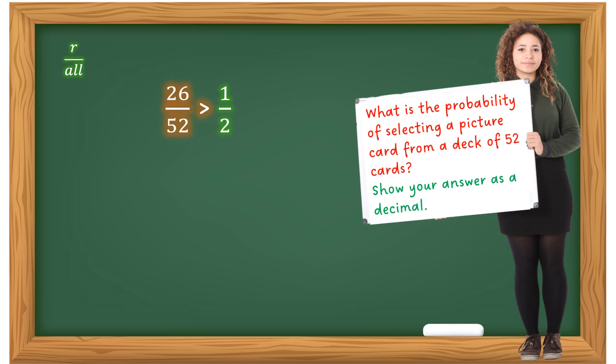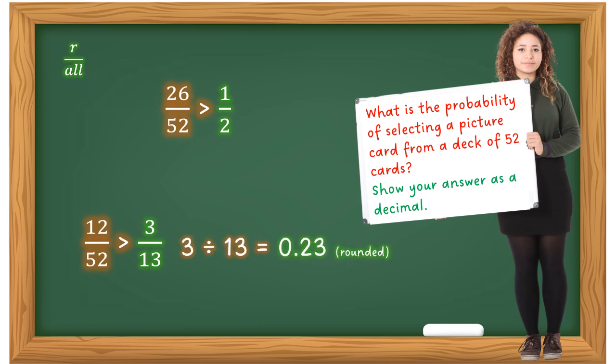Well, just like before, you create the fraction. So you can see there are 12 picture cards in a pack of 52. You can simplify that to 3 over 13. You don't really need to. All you really need to do is divide 3 by 13, which will give you an answer of 0.23, rounded off. But if you divide 12 by 52, you'll still get 0.23. So at that point, you don't have to simplify it.